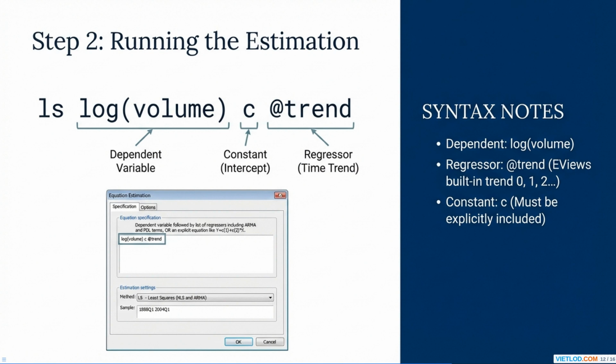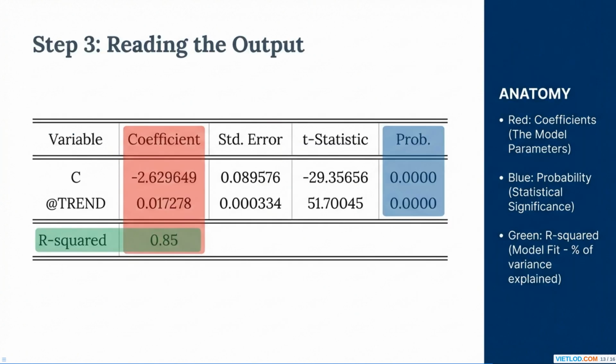Finally, @trend is a very convenient built-in EViews regressor that automatically generates a time trend, essentially assigning values like 1, 2, 3, and so on to each observation. This entire command specifies an OLS regression where the logarithm of trading volume is modeled as a linear function of a constant and a time trend. Once executed, EViews will generate an output table detailing our estimation results, which we'll learn to interpret next.